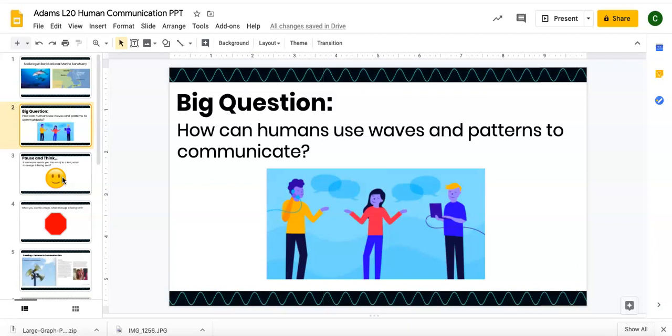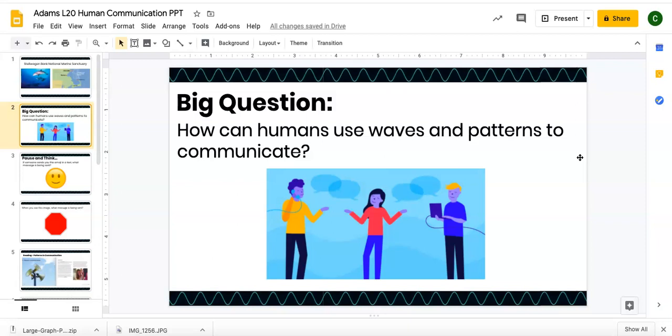Now we need to go ahead and think about a new big question. So, a big question for this chapter, which is actually going to be just a few lessons, but we want to start thinking about how can humans use waves and patterns to communicate. So we know sound waves also work for humans. In order for you to hear me, there has to be a sound wave and particles moving throughout the air and things moving through the computer system so that you can hear me.